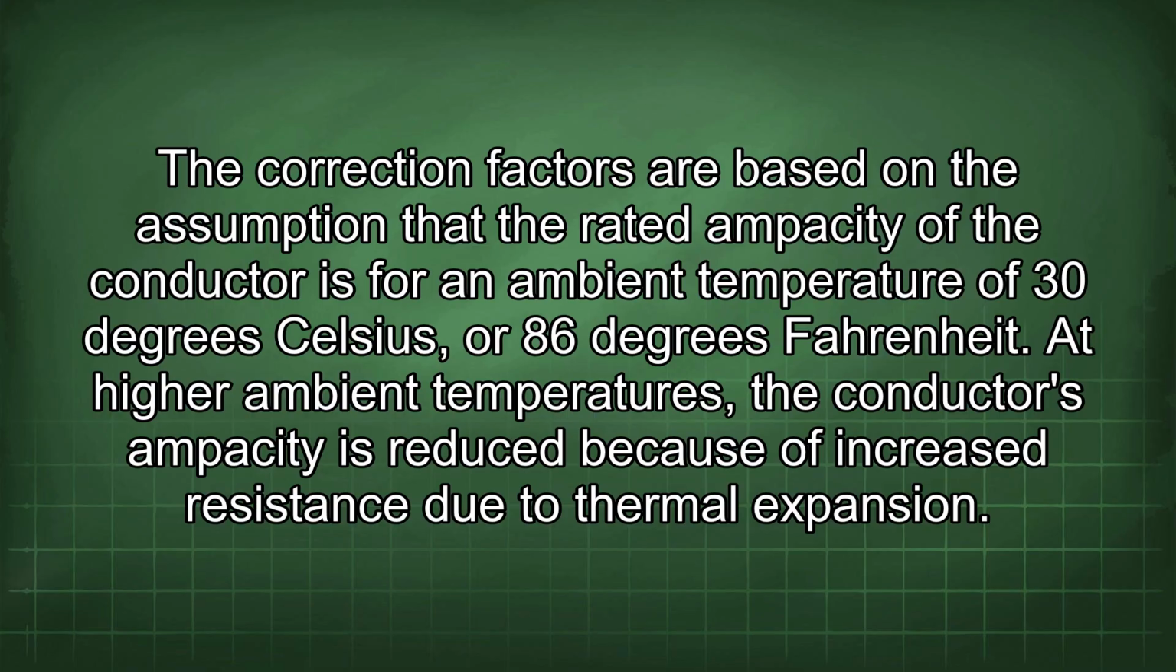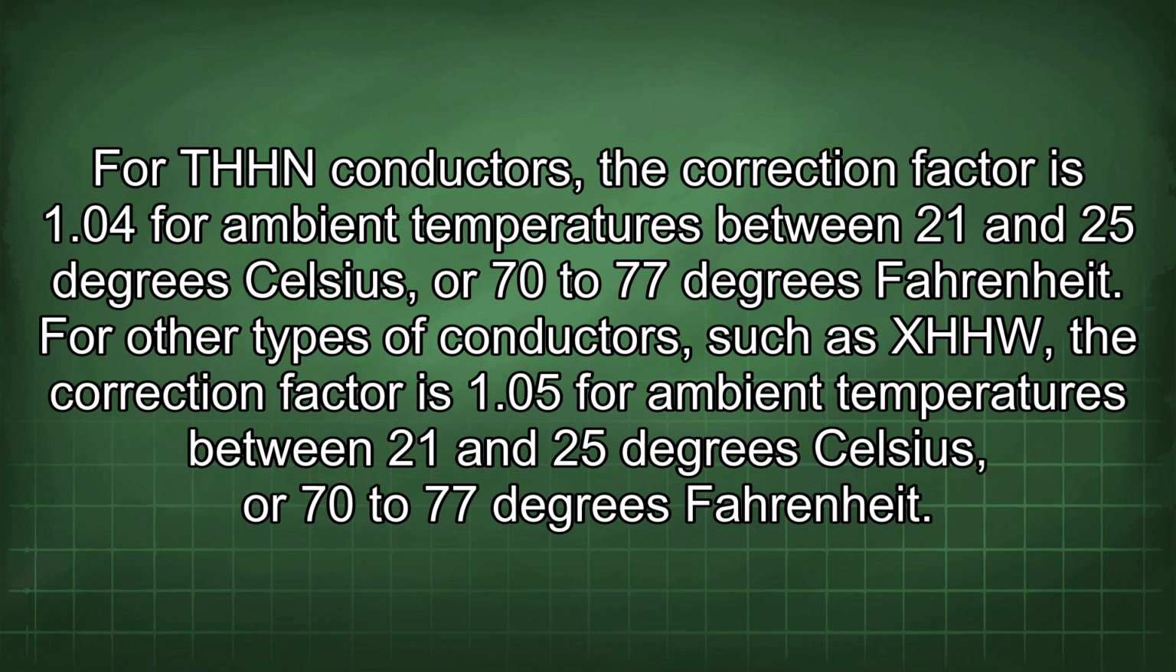At higher ambient temperatures, the conductor's ampacity is reduced because of increased resistance due to thermal expansion. For THHN conductors, the correction factor is 1.4 for ambient temperatures between 21 and 25 degrees Celsius or 70 to 77 degrees Fahrenheit. For other types of conductors such as THHW, the correction factor is 1.5 for ambient temperatures between 21 and 25 degrees Celsius or 70 to 77 degrees Fahrenheit.